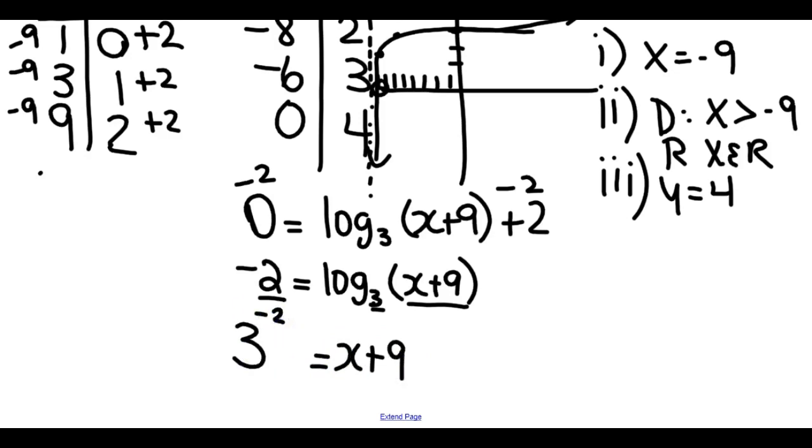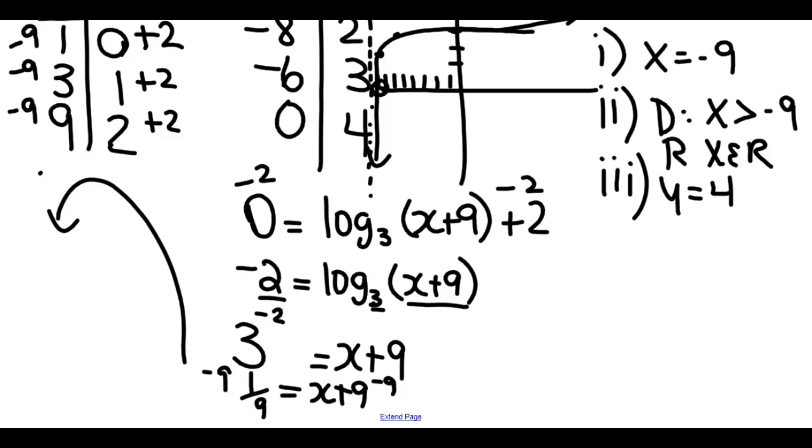Okay, so now all we have to do is solve for x. So 3 to the minus 2 is 1 over 9, because you make it 1 over 3 squared. Okay, and that equals x plus 9. So we want x by itself, we minus 9 and minus 9.